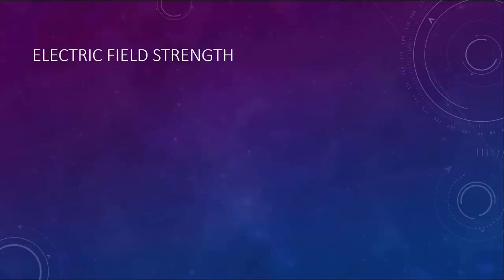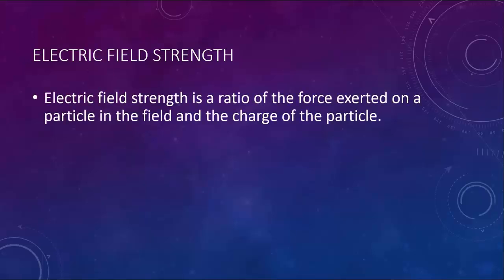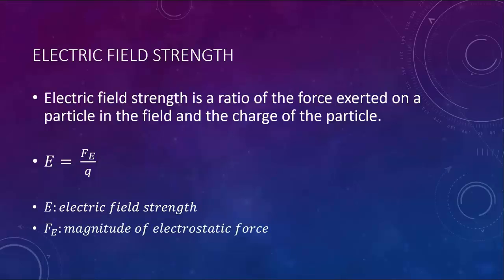Let's include some numbers. Different electric fields can have different strengths, and even within an electric field, different points can have different strengths. The electric field strength is a ratio of the force exerted on a particle in the field and the charge of the particle. Written as an equation, we have E equals Fe over Q, where E stands for electric field strength. This is often described as electric field intensity.